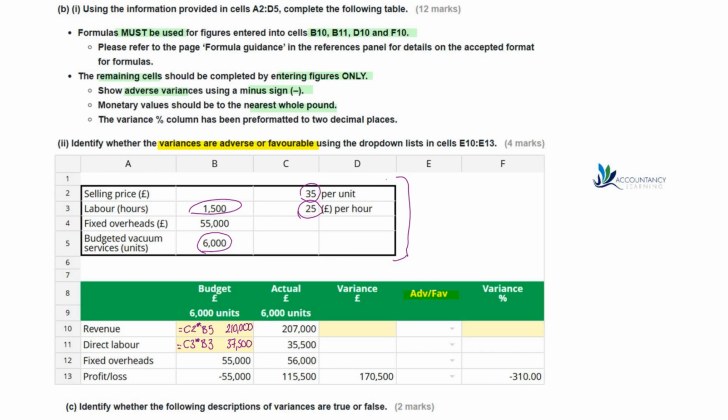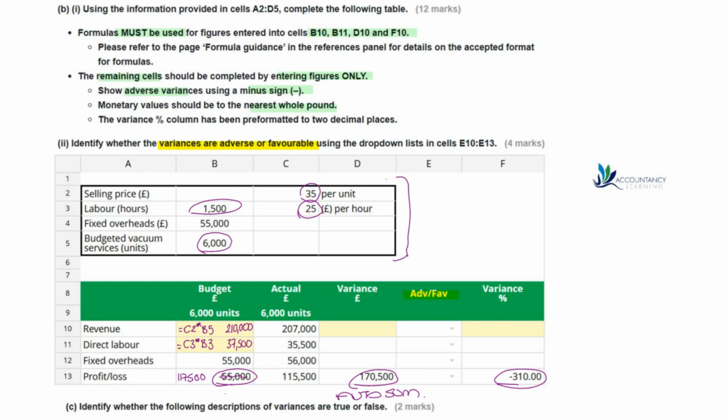Now to make you aware, these figures will auto sum, so they're going to calculate based on the figures that you put in the boxes. So once you've finished your budget, this will have recalculated to 117,500. You've got your actuals, so now let's look at our variances.